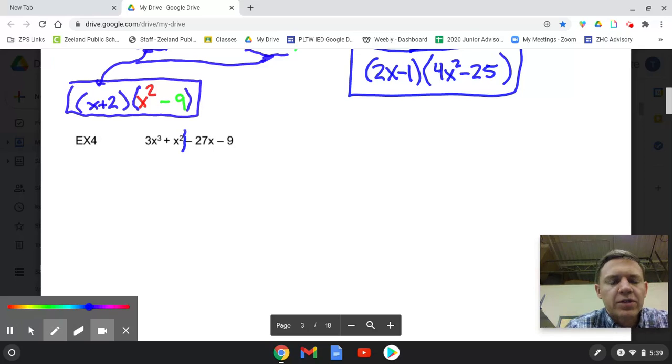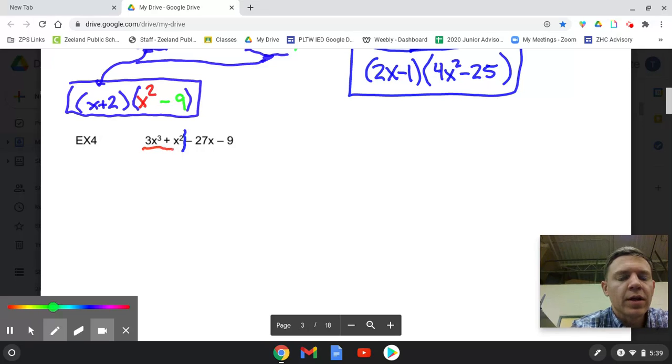First things first, do they have anything in common, all 4 terms? If I'm going to factor, I got to look at that first. 3, no. X squared doesn't have a 3. X, no, 9 doesn't have an x. So, no. Let's go ahead and split it into our red and our green.